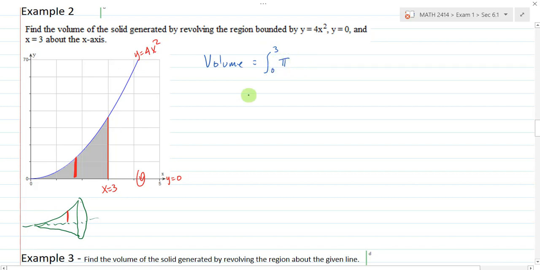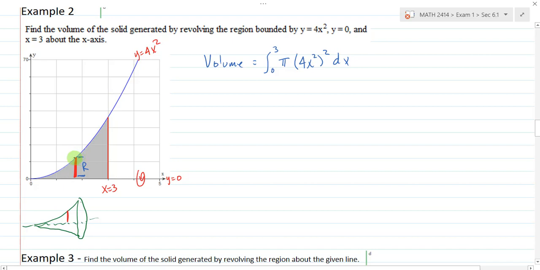So that's going to be pi times what is my radius? Well, the height of this rectangle is your radius. How do you get the height? Well, the height would be the top function, which is this function right here, minus the bottom function. It's that y distance. So here we get y equals 4x squared minus y equals 0. So that's just going to be 4x squared. And I'm going to be integrating this with respect to x because x is my variable of integration. Any questions about where any of those parts came from?